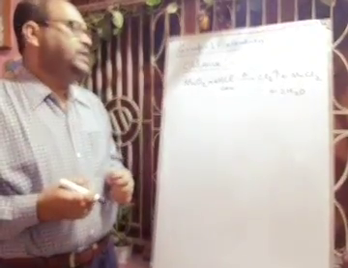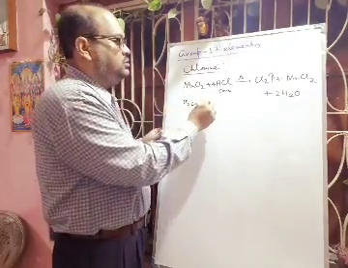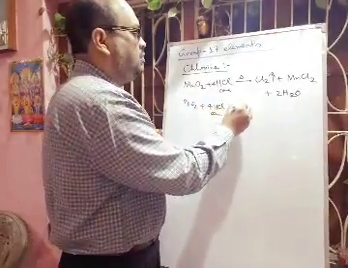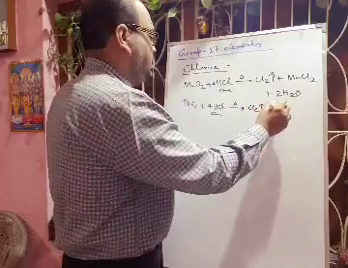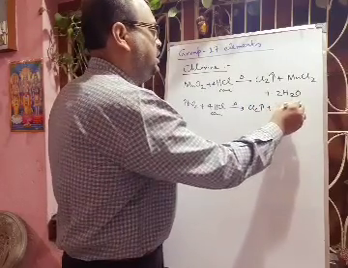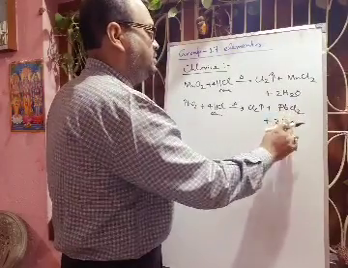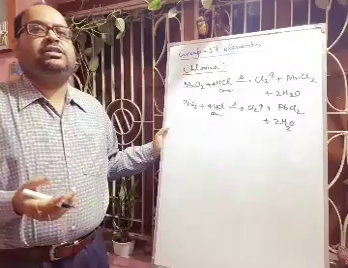And we can use lead dioxide in the same way. PbO2 will also react with 4HCl concentrated. And it will form chlorine gas, and PbCl2, and twice H2O. And next we will discuss the reaction with KMnO4.